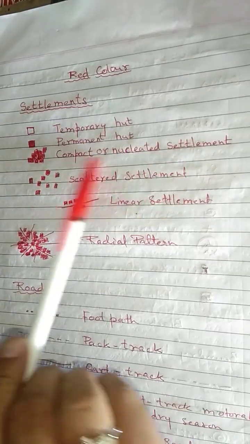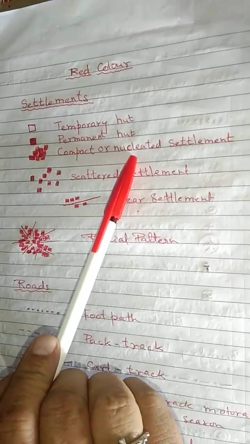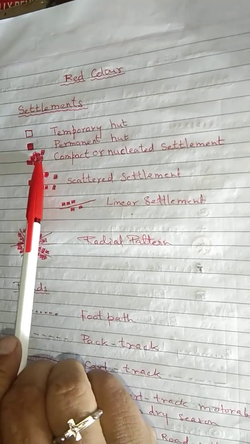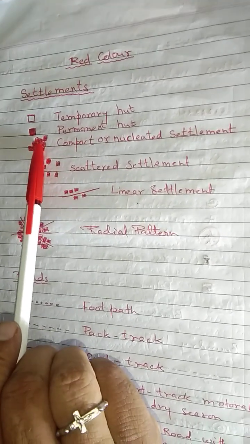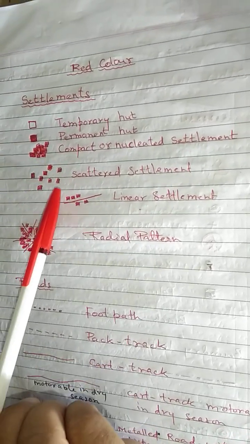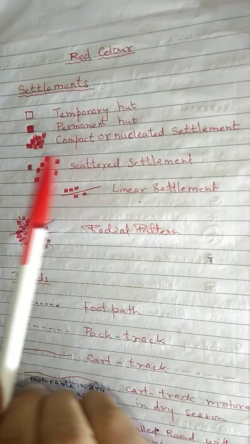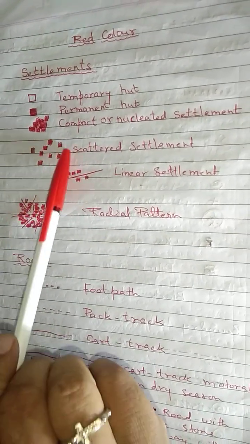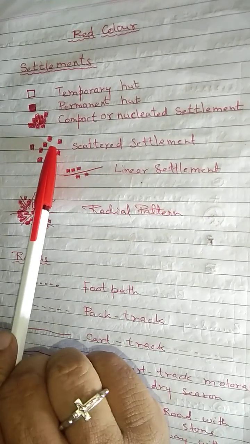Then we have a compact settlement, compact or nucleated settlement. In this compact settlement, the houses are very close to one another. Generally we see these settlements in cities or towns. Then we have scattered settlement. The settlements are scattered far away. So we see these in hilly or mountainous regions.